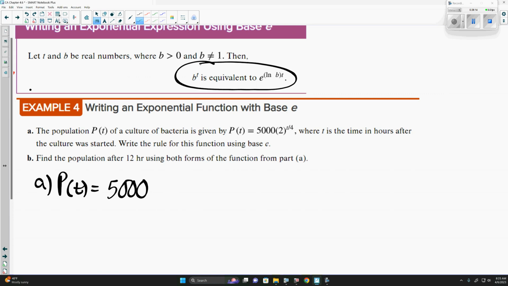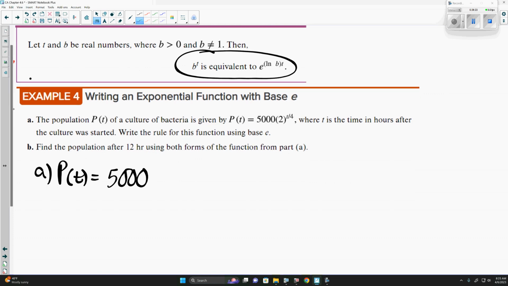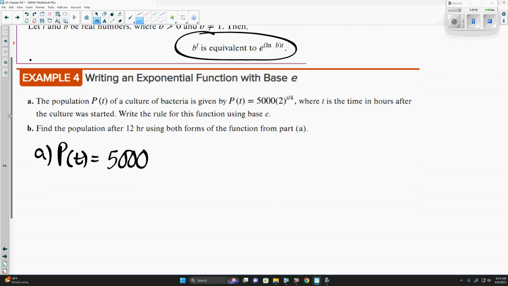This is where this comes into play. b to the t is equivalent to e to the ln of b times t. So what we're saying for this here is 2 to the t over 4 is equal to, or we can change it to e to the natural log. Well, our b value in this case is 2, and our t, the exponent, is this here. So we'll be multiplying this by t over 4.